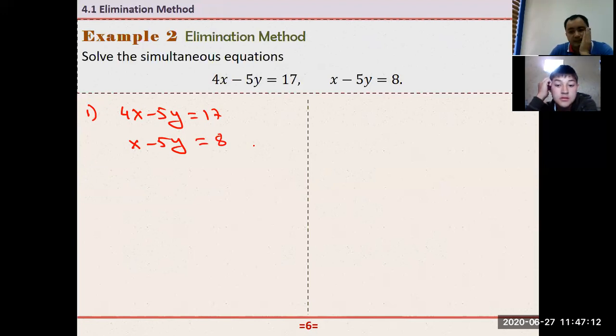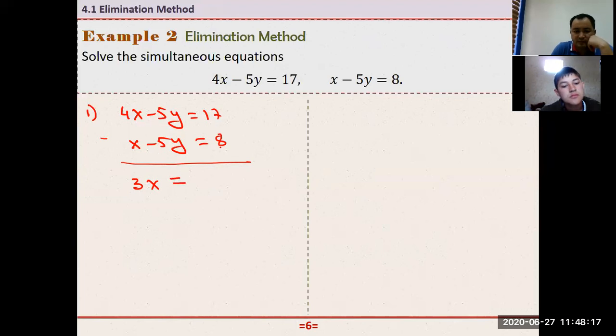So what should I do in the first step? The question is, are you going to eliminate x or y first? Which one should we eliminate here? y. Why? Because their coefficients are already the same, minus 5y and minus 5y, so we have to subtract. Minus 4x minus x, 3x. Minus 5y minus minus 5y, 0. 17 minus 8, it is 9.